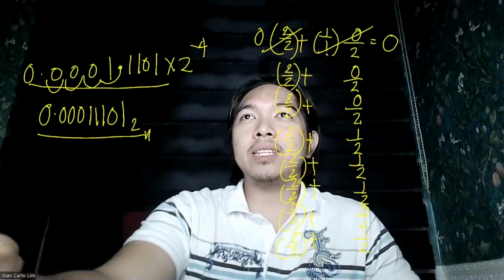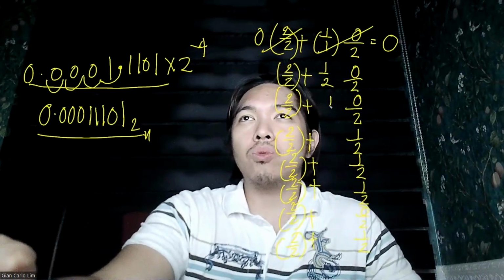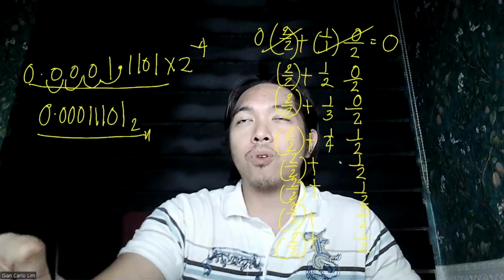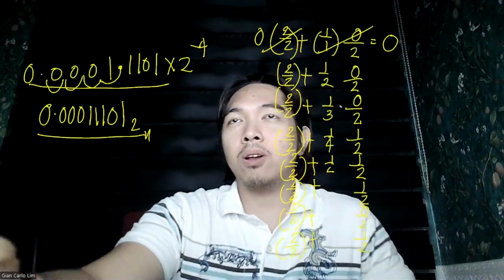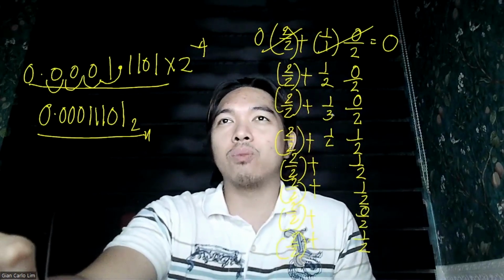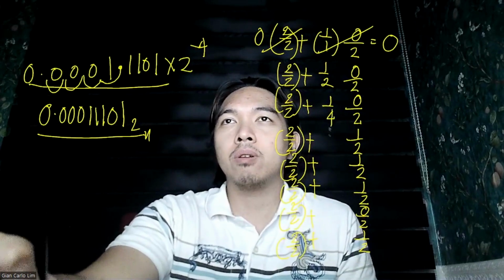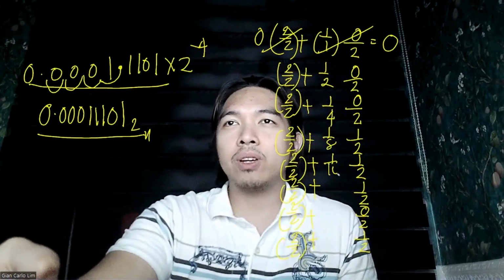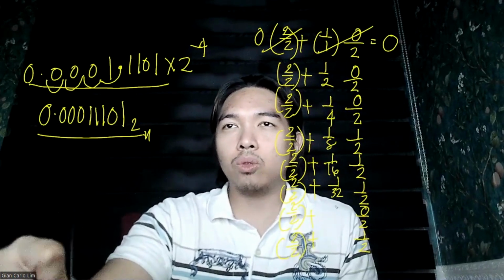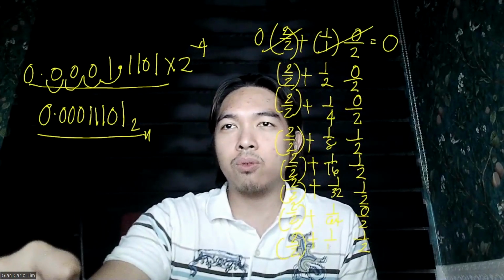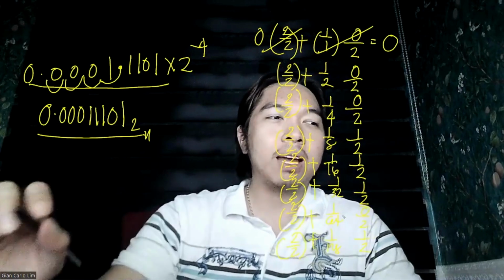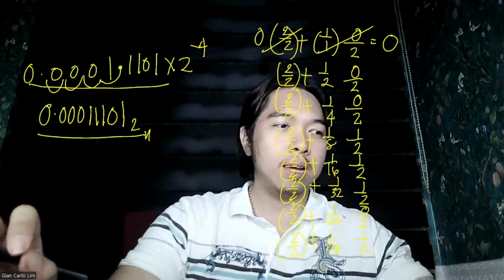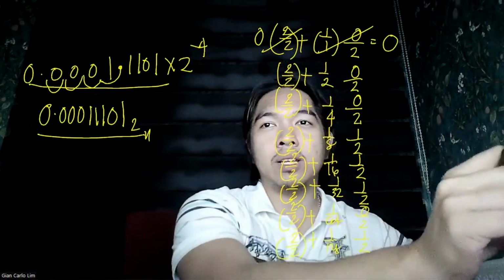So for this case, 1 over 1, 1 over 2, 1 over 4, 1 over 8, 1 over 16, 1 over 32, 1 over 64, and 1 over 128. Okay, so, yan lang yung mga cases na gagamitin natin dyan.